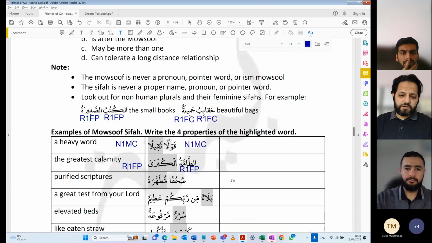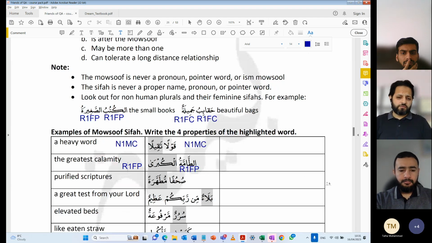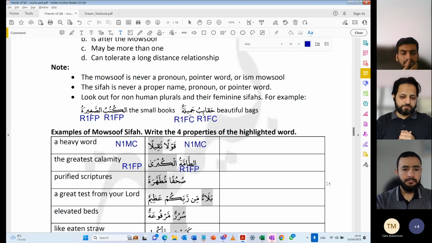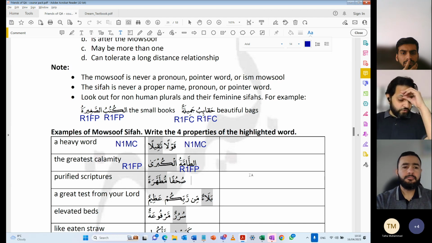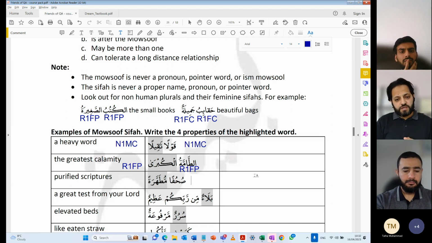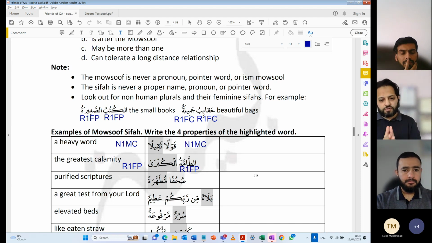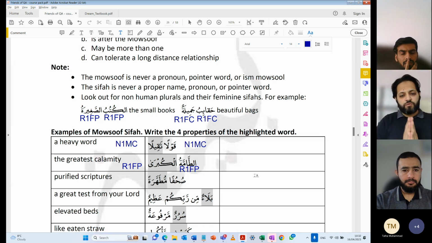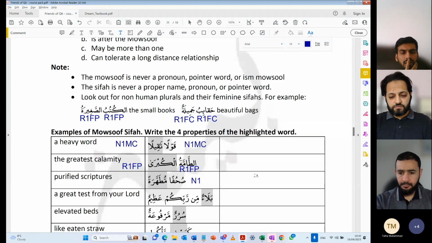This is the fragment. Idafah and Mawsoof Sifa are very heavily used in the Quran. Now, suhufan. Suhufan means scriptures. It's a plural, so it's a broken plural. So when it's a broken plural, I know that, what would be the four properties? Nasab, singular, feminine, common. Right?